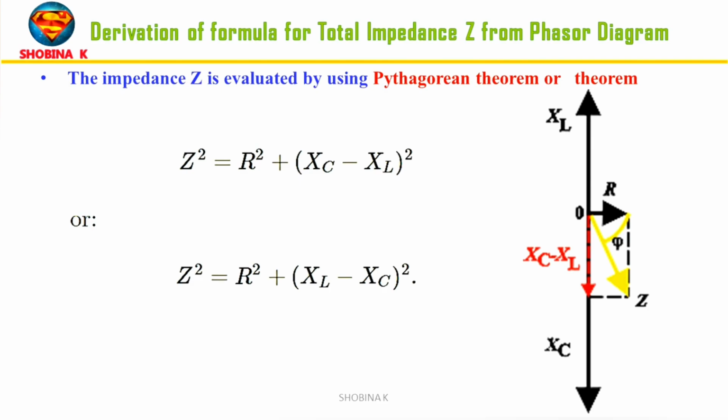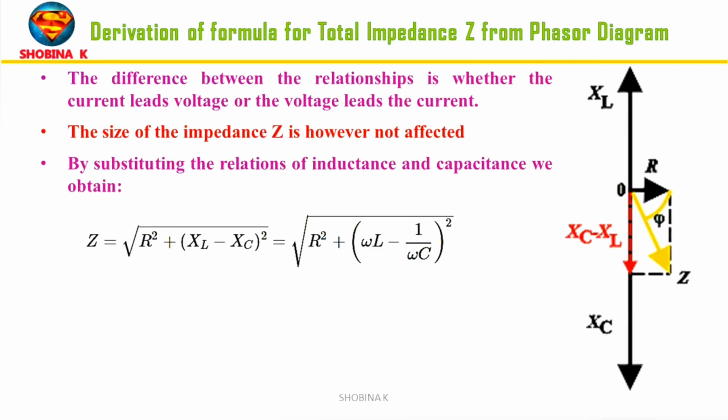Now to calculate the impedance Z, we use the right triangle, as you can see in the phasor diagram. The impedance Z is evaluated using the Pythagorean theorem. The difference between the relationships is whether the current leads the voltage or the voltage leads the current, and the size of the impedance Z is not affected. By substituting the relations for inductive and capacitive reactance, we obtain the formula below.